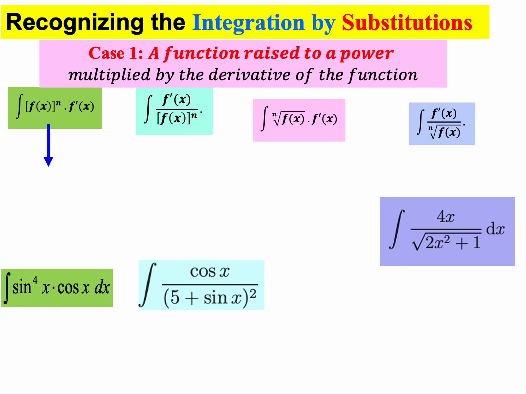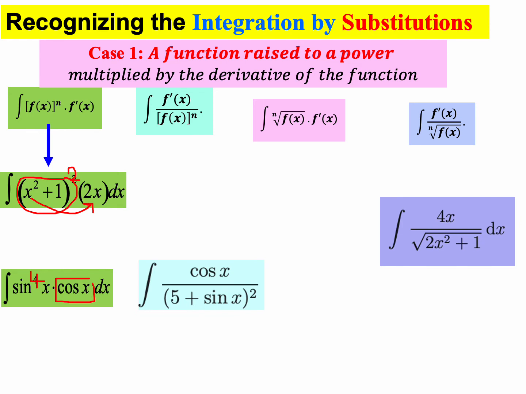Look at the first example here, a function raised to power. If we look at this example, we can easily see there is a function here, or bracket, raised to power 2. And at the same time, the derivative is given to us, which is 2x. So we can easily say, yes, this is integration by substitution. Also here, we can see there is sine x raised to power 4, and the derivative of the sine is given to us, which is cosine. That means sine x here is the function that we are looking for.